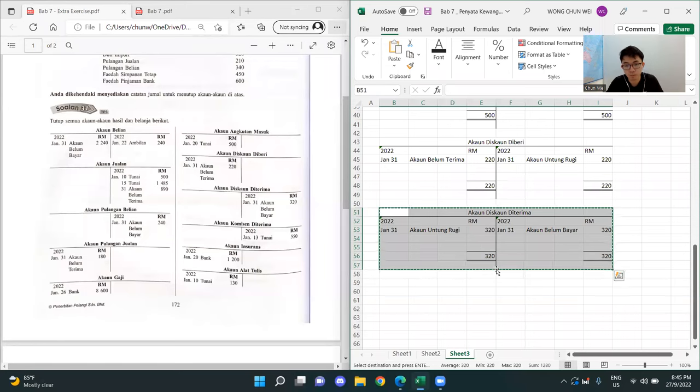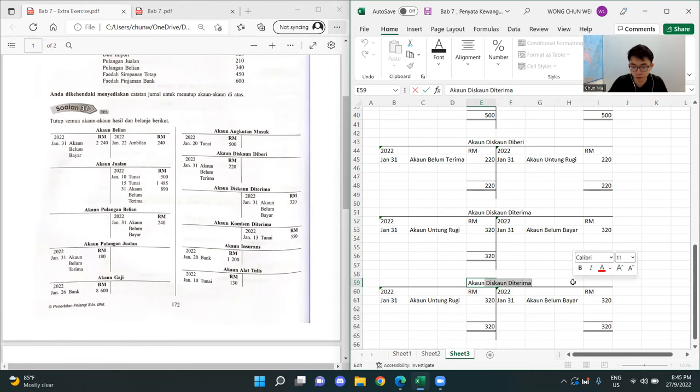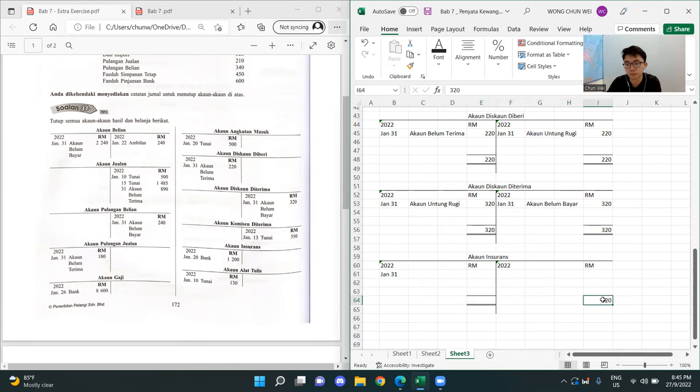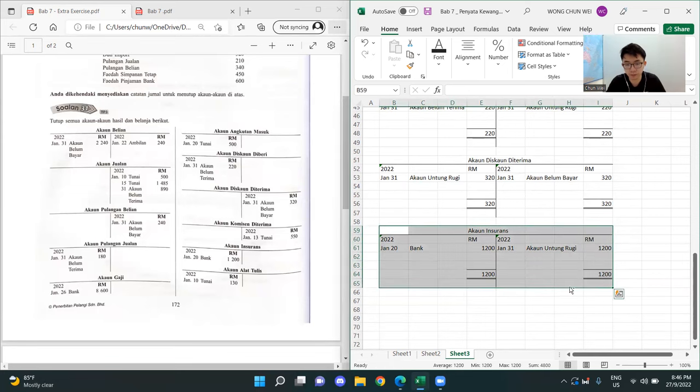Then account insurance. Insurance January 20, bank 1200, and this is January 31st. Okay, insurance a belanja, belanja into. So other than the four things in the account perdagangan, the rest will be in the account untung rugi. That's the technique lah, right? The concept.